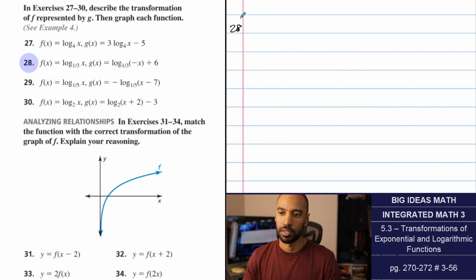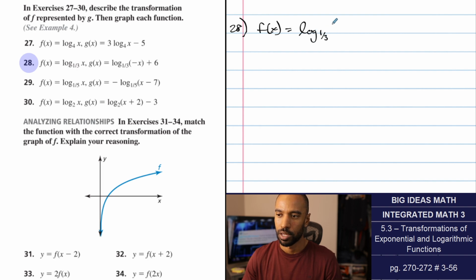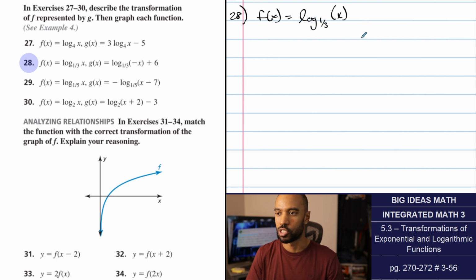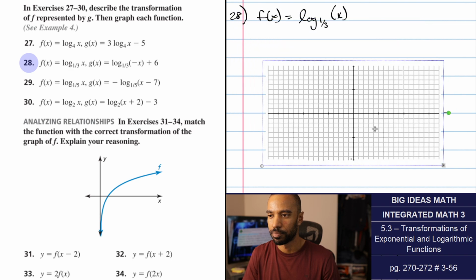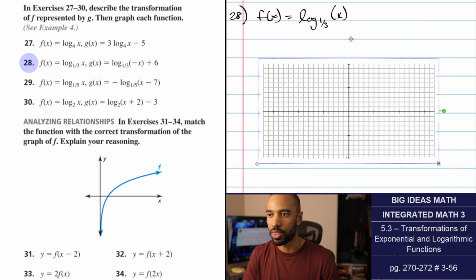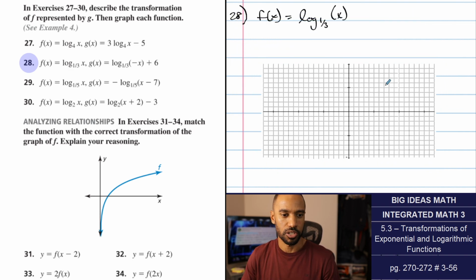Number 28. f of x equals log base 1/3 of x. Let's start with this before we write in the other part. Domain is still x is greater than or equal to 0. You can see there's no change inside there. In fact, they don't start changing until g of x here. So x equals 0 is still the vertical asymptote. Log of 1 is still 0, no vertical translation, so we'll be here.